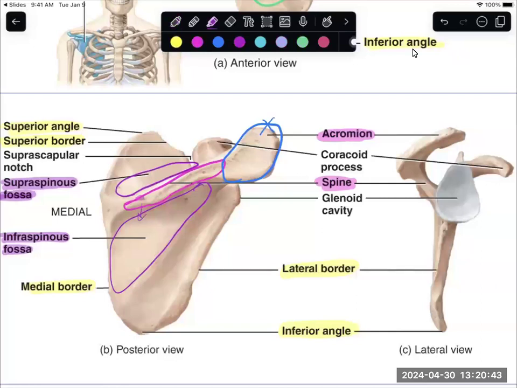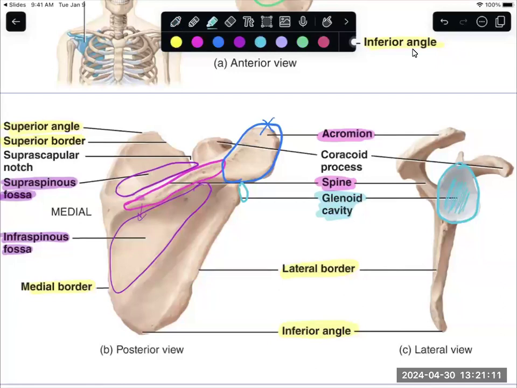Then this glenoid cavity. This glenoid cavity here, this is this round circular portion. You see it here. You can see part of it down here at the bottom. But this is where that humerus, that upper arm bone, is going to come in contact with that scapula specifically.